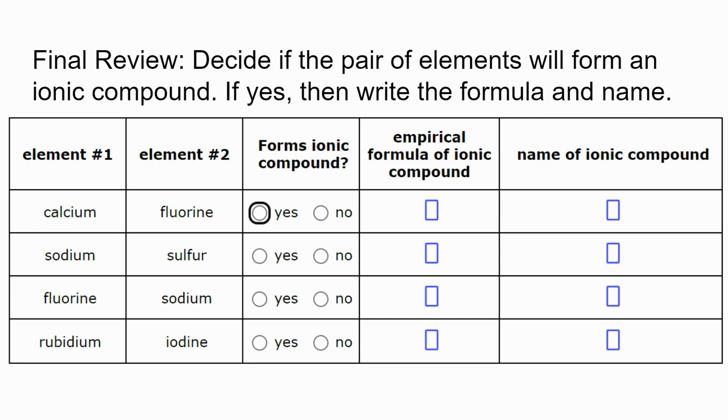Rb, rubidium, and I. Rubidium is +1. Iodine is -1. So you just need 1 of each. So what would this be called? Oh, we skipped that one. What would this one be called? The bottom one. Rubidium iodide.